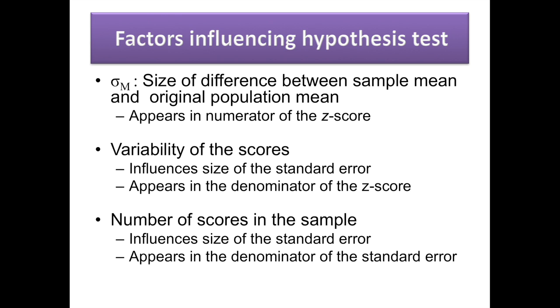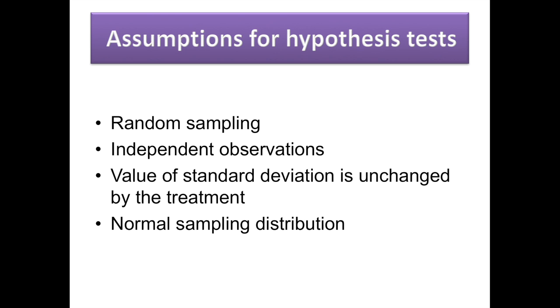Some of the factors that influence hypothesis testing are the size of the difference between the sample mean and the original population mean, which is usually in the numerator of that z-score. Variability: if the scores are all over the place, that's going to influence your hypothesis testing, and it messes with your standard error. And also the number of people you have in your sample. Some of the assumptions you have to keep with hypothesis testing: random sampling, independent observations, the value of the standard deviation is unchanged by the treatment, and you should assume that you're pulling a sample from a normally distributed population.